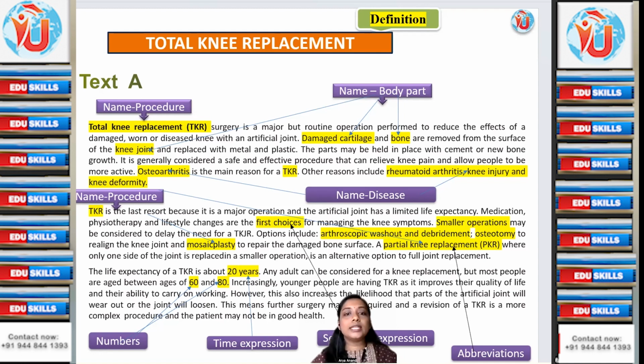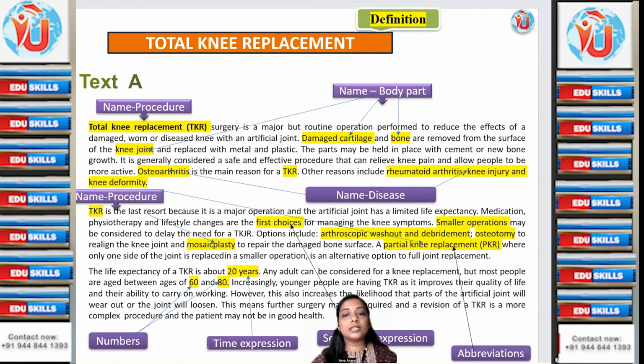Fine. Total knee replacement. Then again, what is the keyword here? You can interact, no issues. Damaged cartilage, then bone, then knee joint, it's the name of a body part. Then osteoarthritis, disease. TKR is an abbreviation. Rheumatoid arthritis, knee injury and knee deformity. Then again TKR is there.